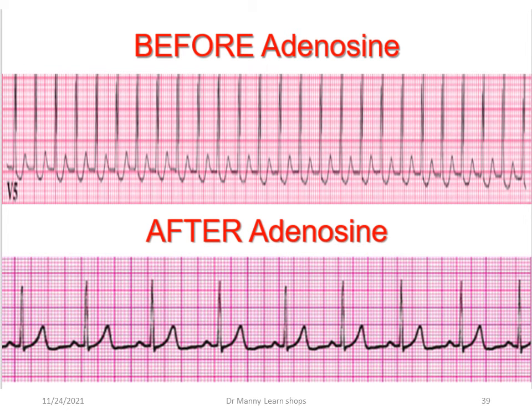Have a look. Before adenosine, you've got a supraventricular tachycardia that's approximately 160 beats per minute. After adenosine, into sinus rhythm at about 75 beats per minute.